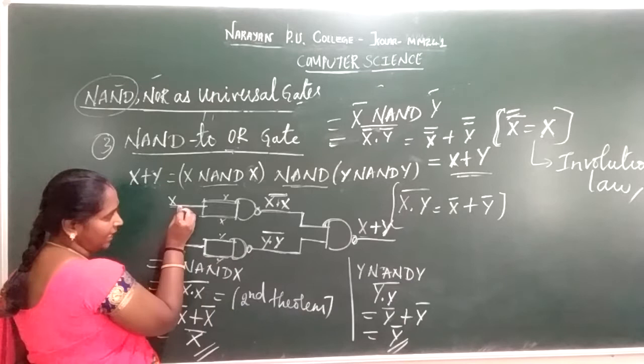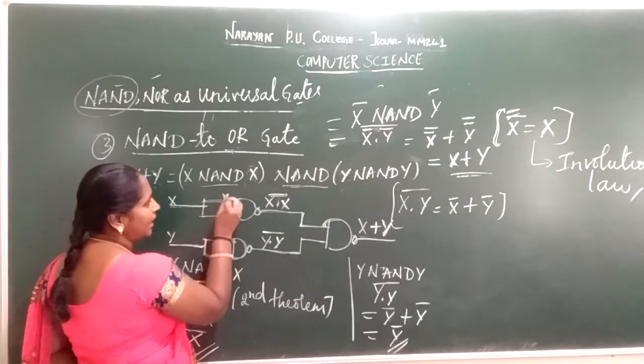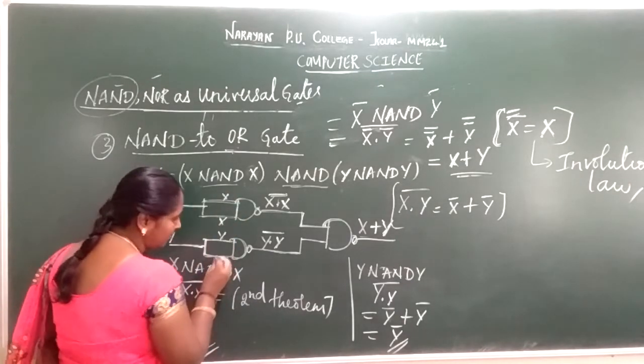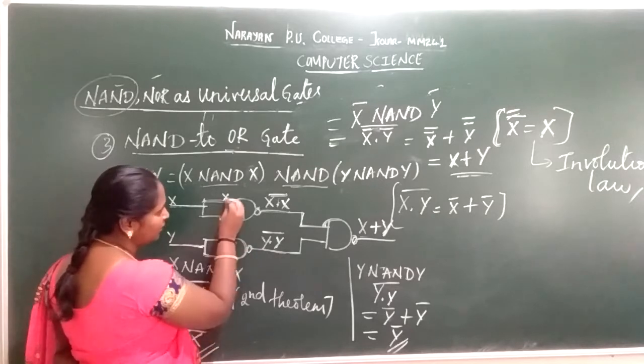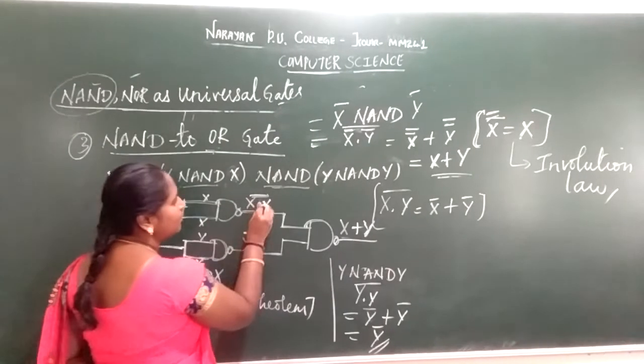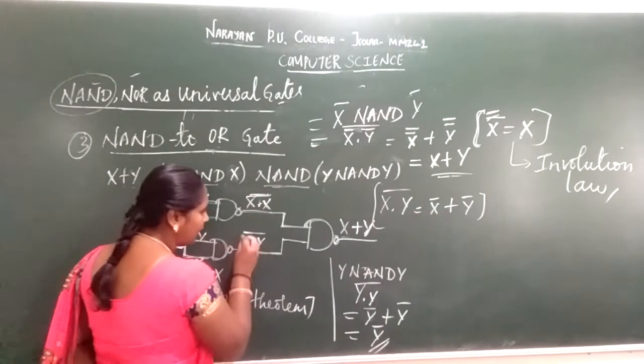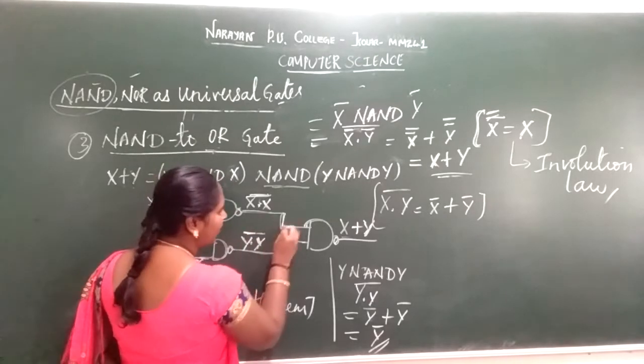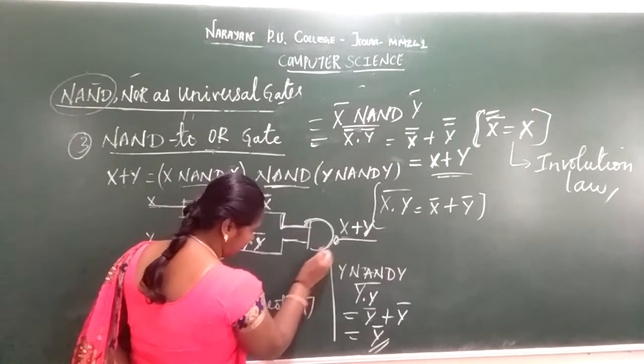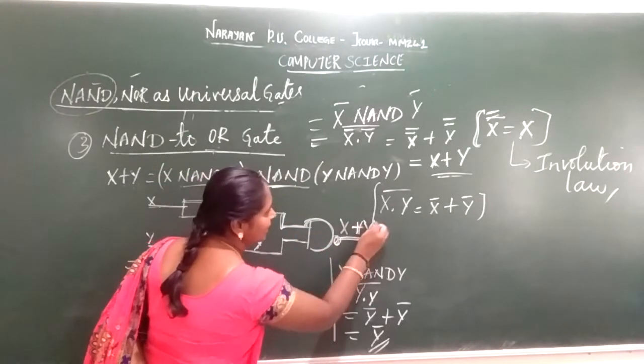I have taken x and y. So here x, 2 inputs, here y. Since it is a NAND gate, it is going to accept 2 inputs, x into x, that becomes x bar, y into y, that becomes y bar. So again this should be NAND with a NAND gate. So you get the result as x plus y.